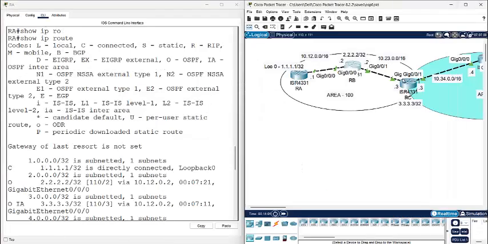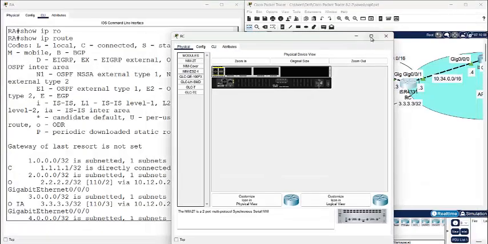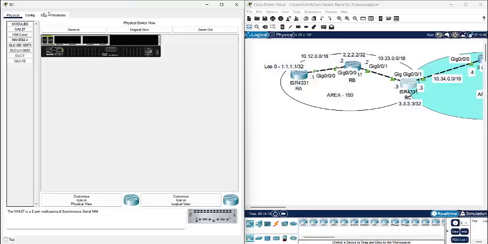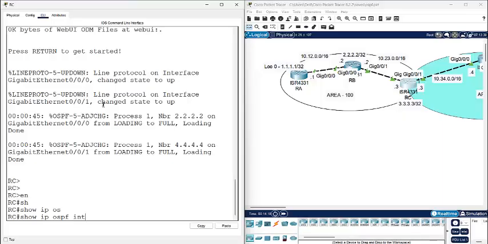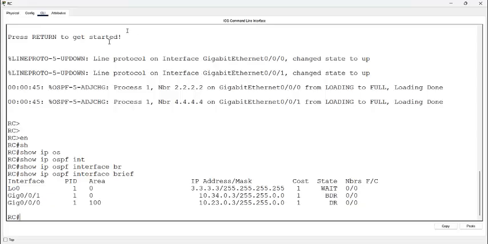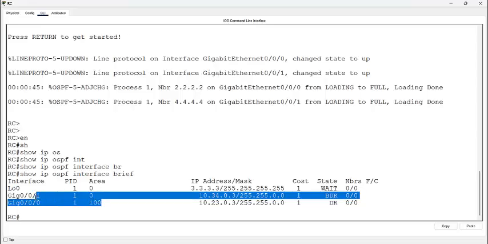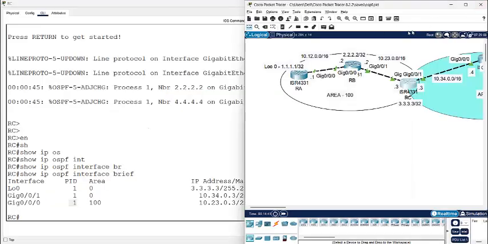Let's check the same command on router C. Router C is an ABR. Because it is an ABR, you will find different areas. Show IP OSPF interface brief. You can see here G0/0 is in area 100, whereas G0/1 is in area 0. And these are all process IDs. We only gave process ID. We gave as 1. It can be any number. It need not match.